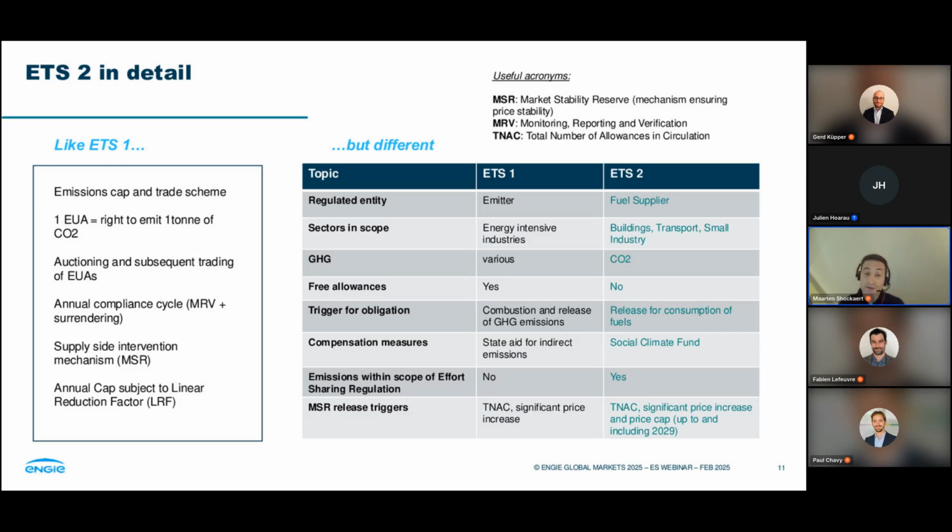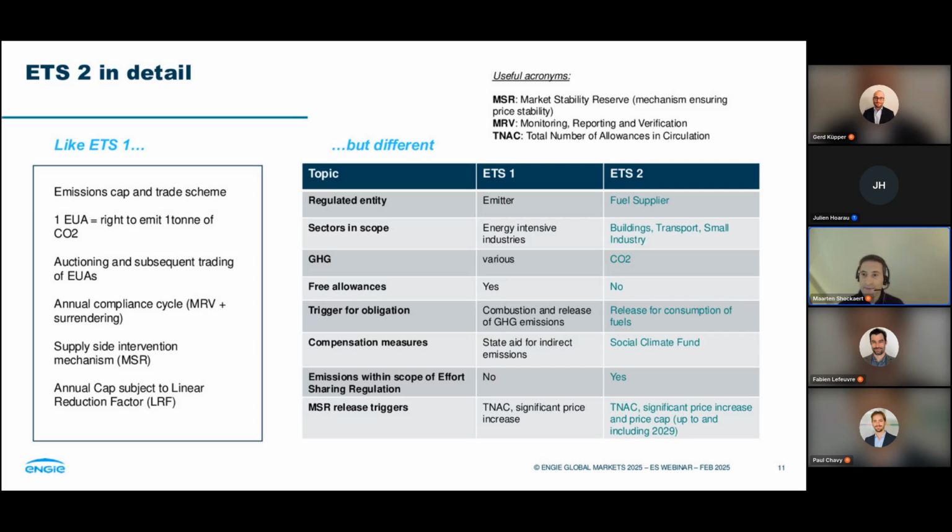The market stability reserve: allowances can be put in the reserve and released from that reserve based on certain triggers. So under ETS1, those triggers depend on the total number of allowances in circulation, or TNAC. If it's above a certain level, then a number of allowances are put in the reserve. If the total number of allowances in circulation is below a level, a number of allowances are released, and there is also a release in case of a significant price increase.